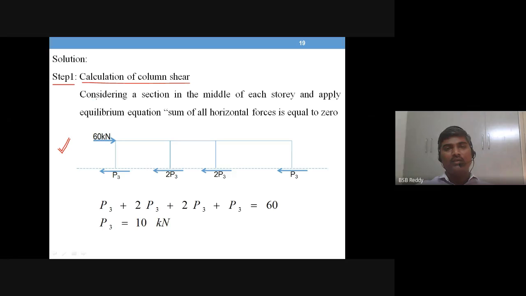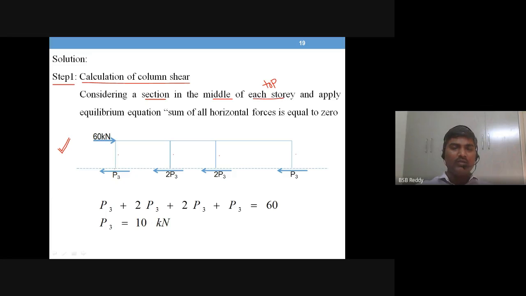So what I have done, considered a section in the middle of the top story. You have to do it for each story. This is taken for the top story, and apply the equilibrium equation. Once you say it is a free body diagram, you should apply all internal reactions at the cut portion. So you have cut the column, right? You have cut this column, this column, this column, and this one. So you have cut all four columns.